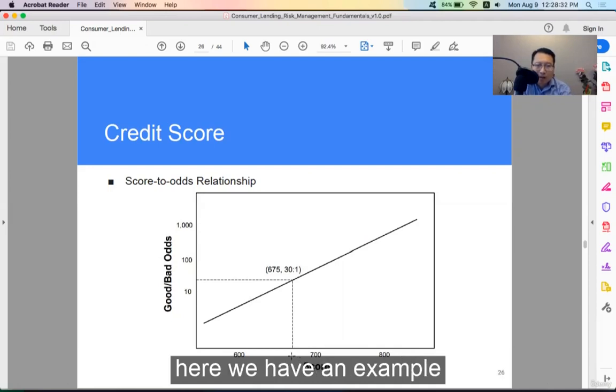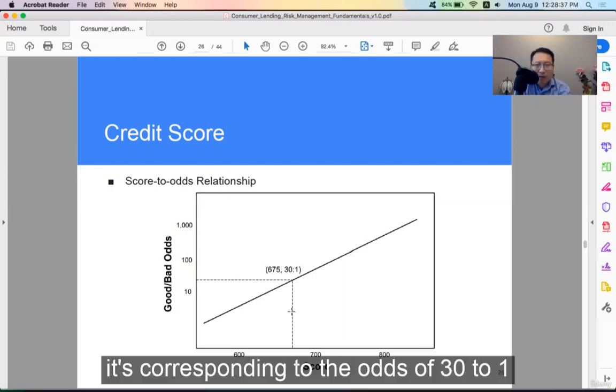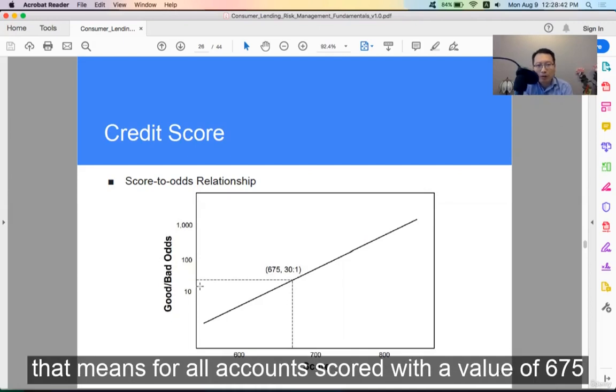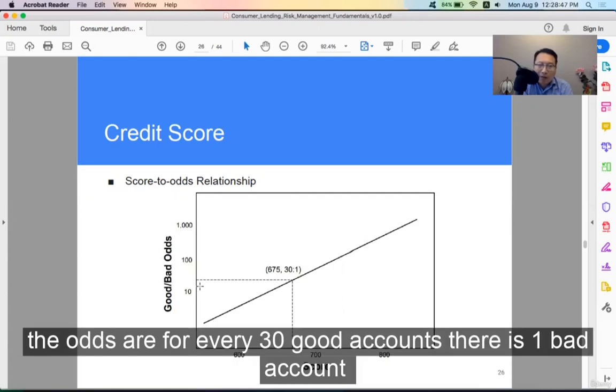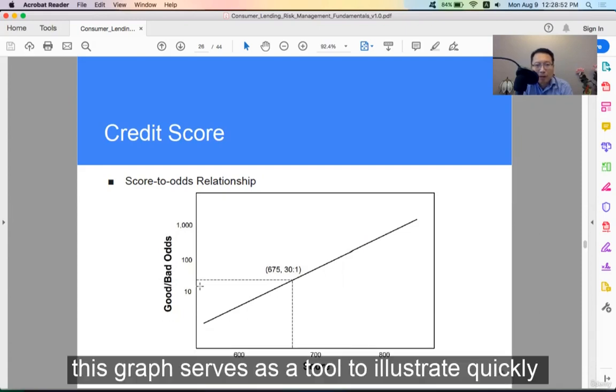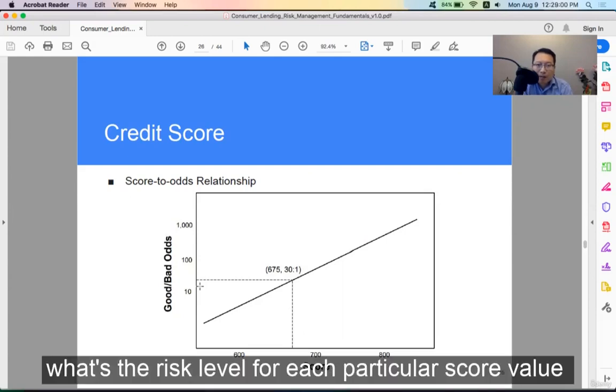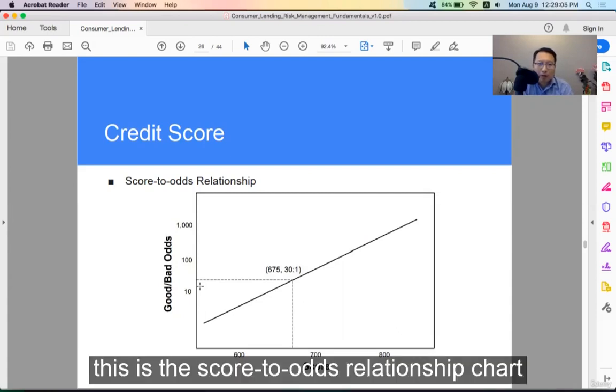Here we have an example. If the score value is 675, it's corresponding to the odds of 30 to 1. So that means for all accounts scored with a value of 675, for every 30 good accounts, there's one bad account. So this graph serves as a tool to illustrate quickly what the risk level is for each particular score value. So this is the score to odds relationship chart.